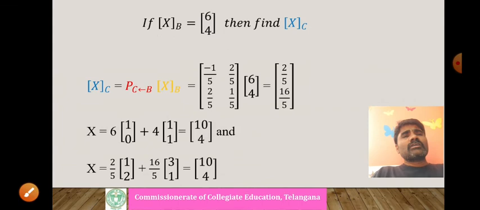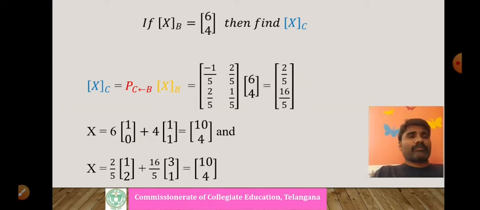Suppose the coordinates of a vector x with respect to B, so we don't know what x is, for that x, the coordinates of that particular x with respect to B are 6 comma 4. Then what are the coordinates of the same x with respect to the basis C? The coordinates of x with respect to basis B are known. B is the same problem, 1 0 and 1 1. C is 1 2 and 3 1. Same thing we can take here.